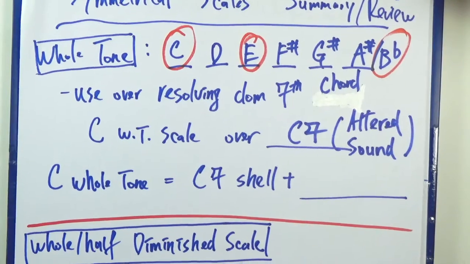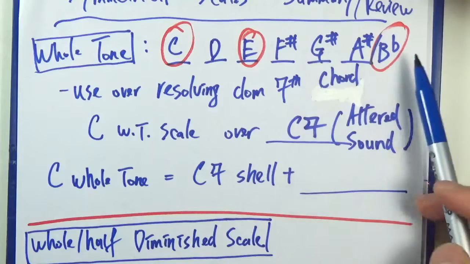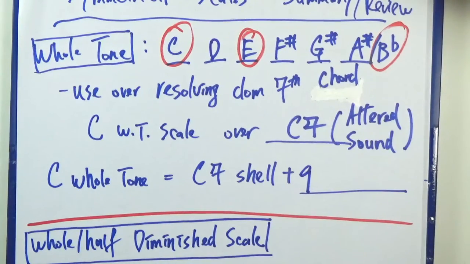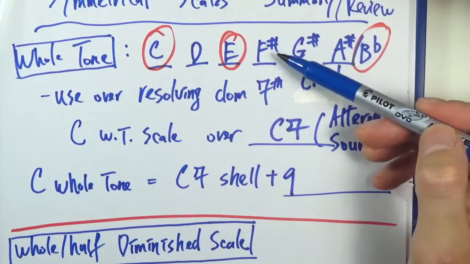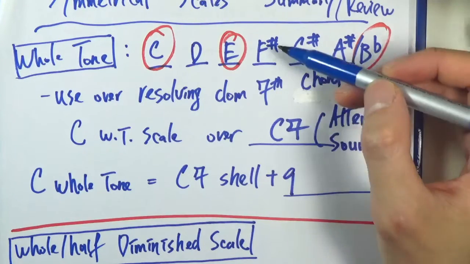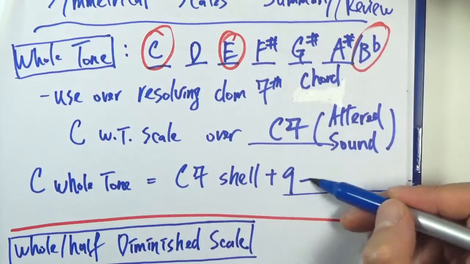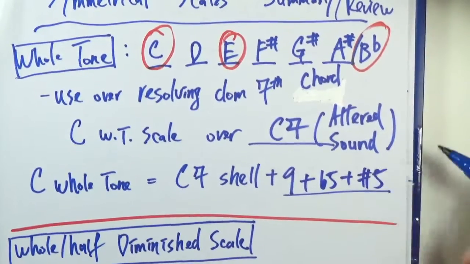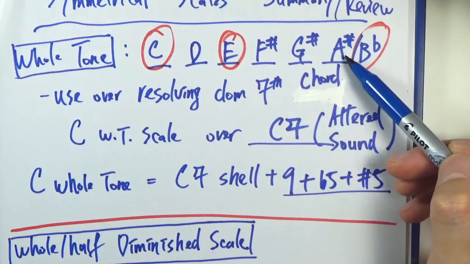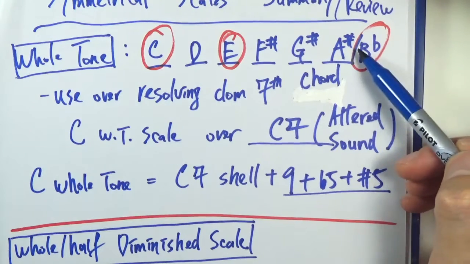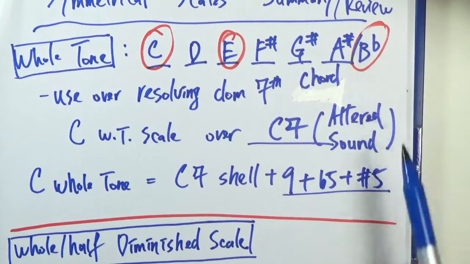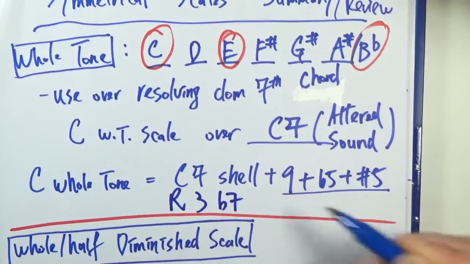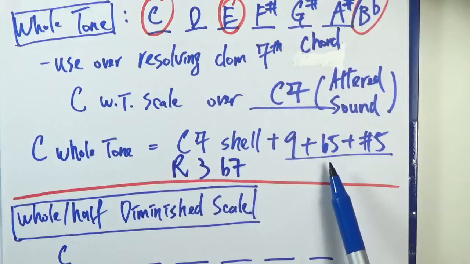And these are actually the tensions. D is actually the 9th. The F sharp here, I can call it a flat 5. It's actually a sharp 4, but I would call it a flat 5. G sharp is sharp 5, and then A sharp, that's actually a B flat, so that's actually a chord tone. So it only has 6 notes. So C7 shell, that's root, 3rd, flat 7, plus 9th, plus flat 5, plus sharp 5.